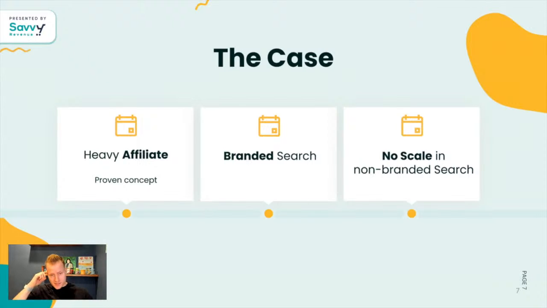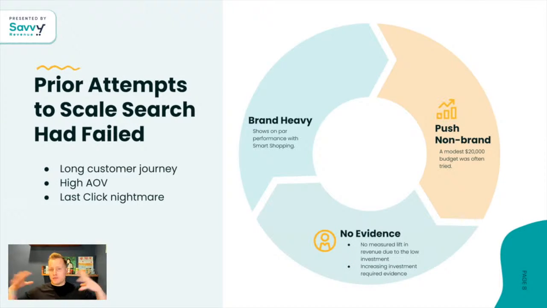So the case is that they are selling a product heavily through affiliates. They have a proven concept. The products work. The products are amazing. They do a lot of branded search, but they haven't found any scale in the non-branded search so far. So any prior attempts that they've had to scale search have failed.